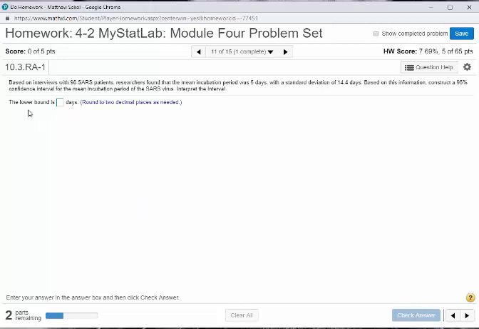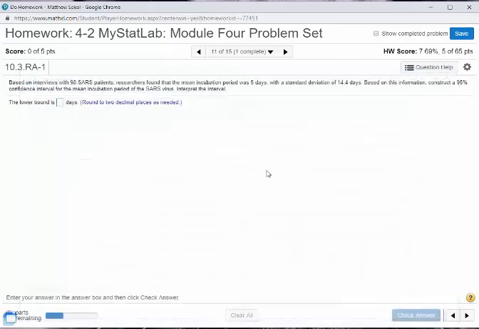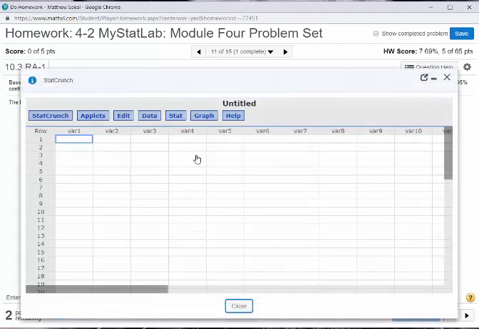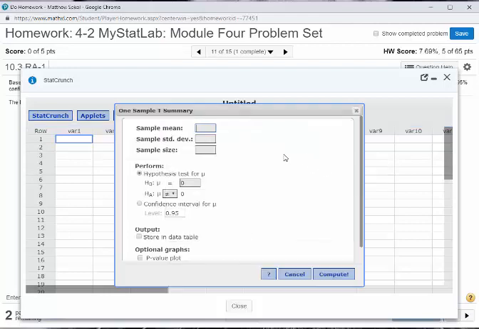The first one says find the lower bound. You're going to go to question help, and you're going to go to StatCrunch. The problem says the researchers found the mean was 5 days, and from this sample of 98 SARS patients, the standard deviation was 14.4. That tells me it's going to be a t-stats problem. So go to t-stats, one sample with summary.